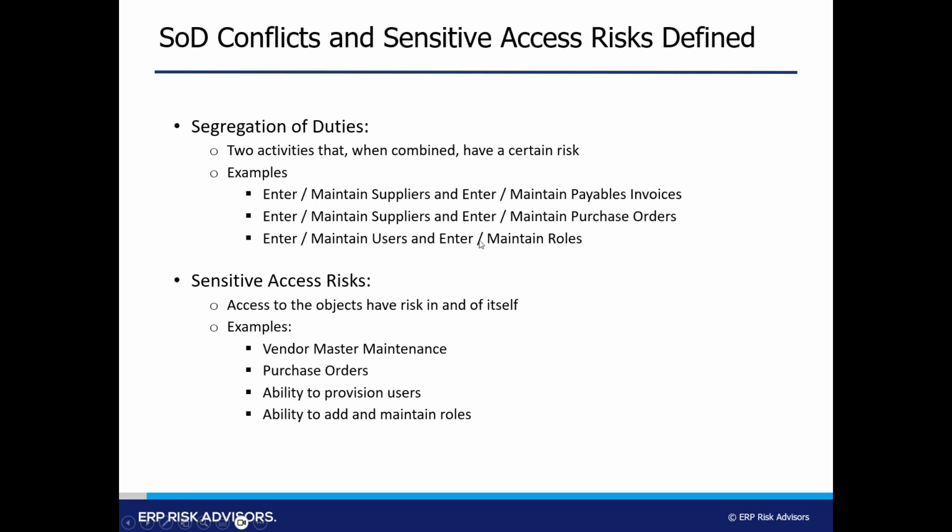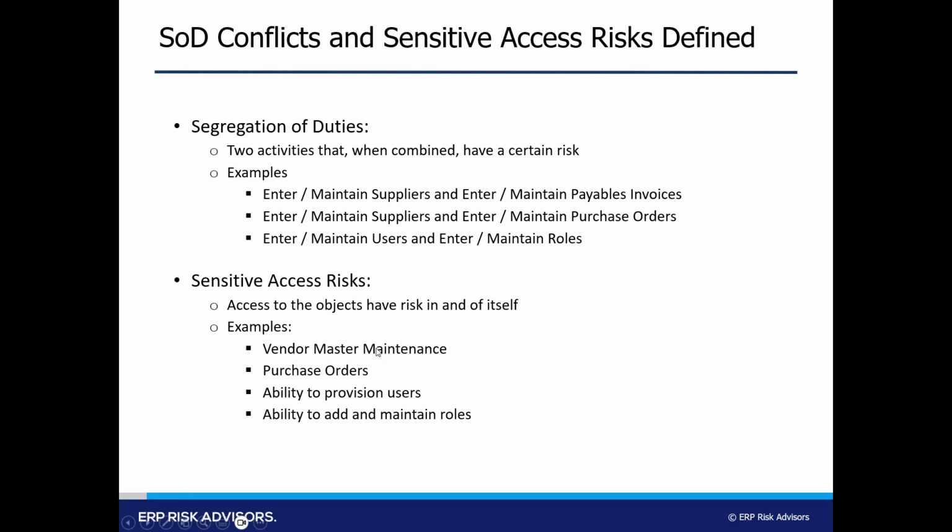So on the IT side, very different risk analysis than you would do on the functional side. But point being, on the IT stuff, like enter maintain users, enter maintain roles, and configurations, we predominantly look at those as sensitive access risks first and ask the question: does anybody have access to these abilities that shouldn't? We do the same really on the functional side as well, like vendor master maintenance.